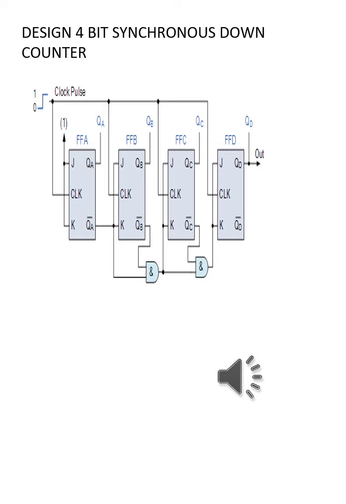My value will start from 1111 and go down to 0000. By applying the clock pulse, it will perform the decrement operation: 15, 14, 13, 12, 11, 10, 9, 8, 7, 6, 5, 4, 3, 2, 1, 0. This is the way it will decrement the counting operation. The up counter diagram we saw 2 slides before, and this is the down counter diagram. So here we have to write the truth table in such a way that it decrements the count.